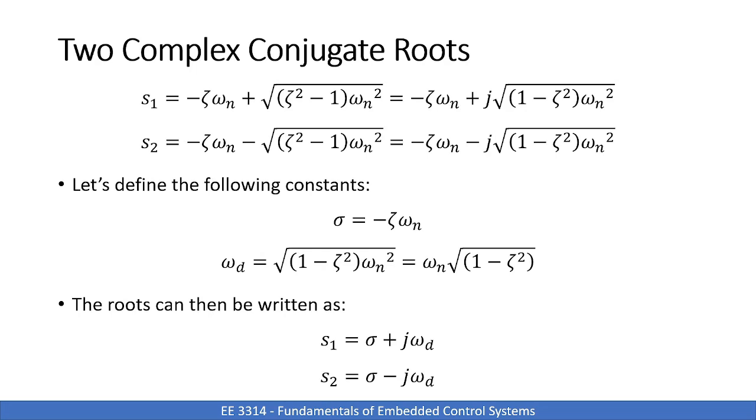Okay, so that's for two real distinct roots of that characteristic equation. If we look at the case where zeta is between 0 and 1, that means that this radical is going to have a negative under it, so we're going to have complex conjugate roots, which look like this. This is kind of ugly looking, so we can clean it up a little bit. This minus zeta omega n, we're going to call alpha or sigma. And this radical, we're just going to call omega sub d. That lets us write these two complex conjugate roots as sigma plus or minus j omega d.